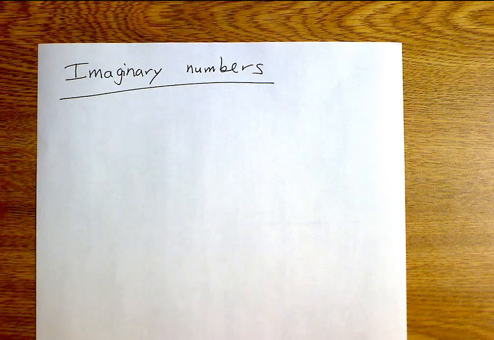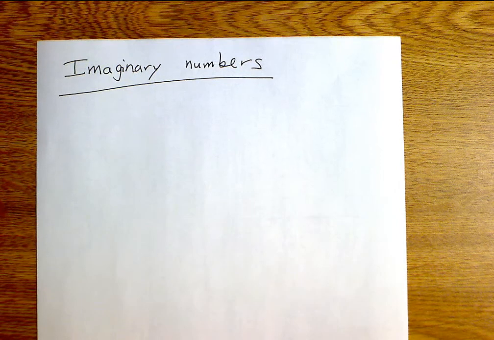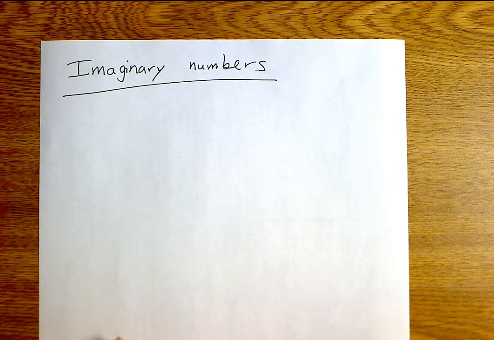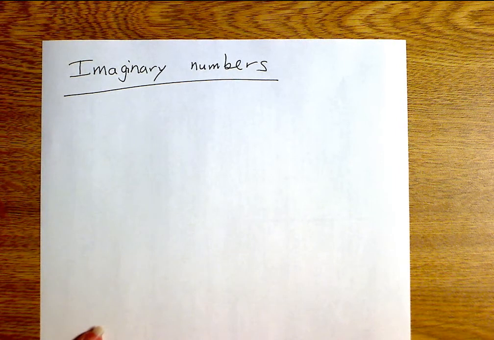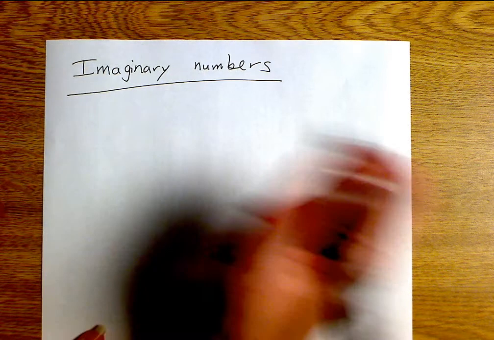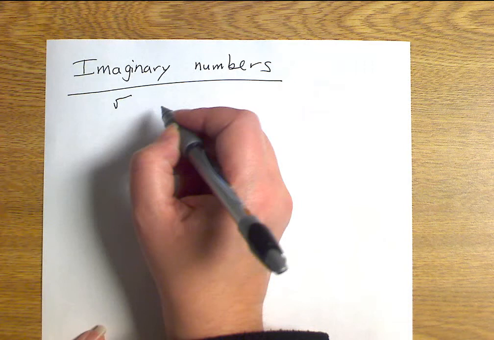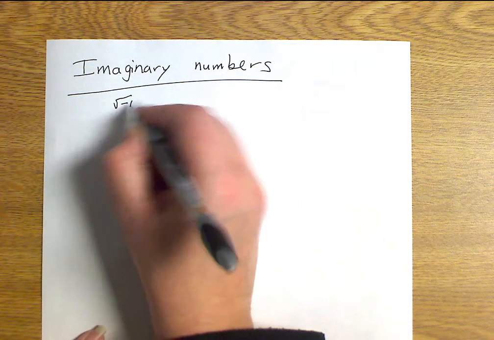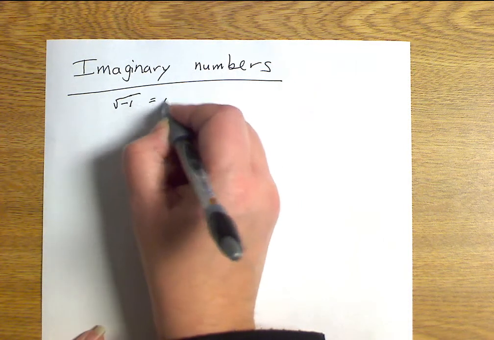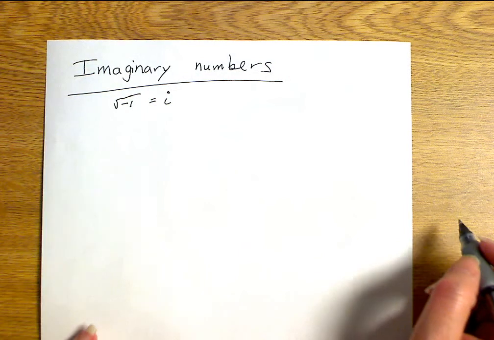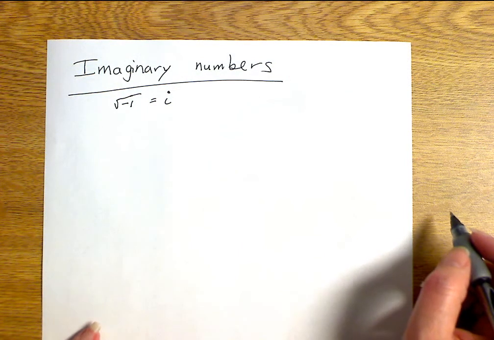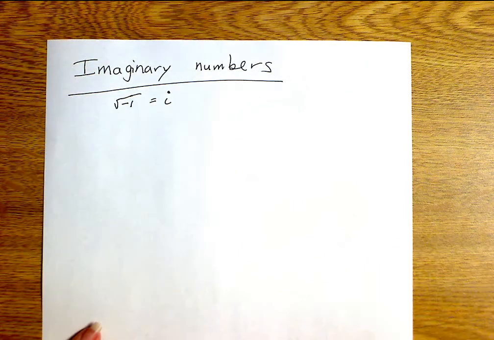Alright, so imaginary numbers is the last thing that we have to learn before our test. The thing that you have to remember is that the square root of -1 is i. Up until this point, you guys probably found out that you can't take the square root of a negative number.